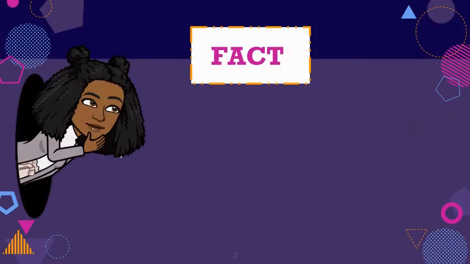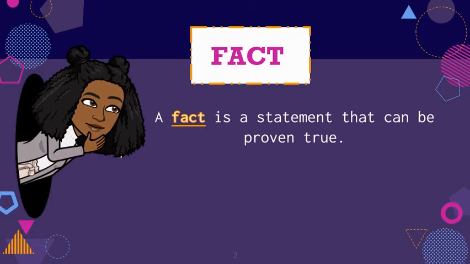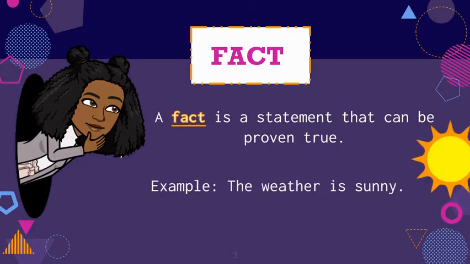Hmm, what is a fact? I'm pretty sure one of you smart boys or girls out there can tell me what a fact is. A fact is a statement that can be proven true. Let us read this example. The weather is sunny. This statement can be proven true by us simply looking outside to see what the weather is like.